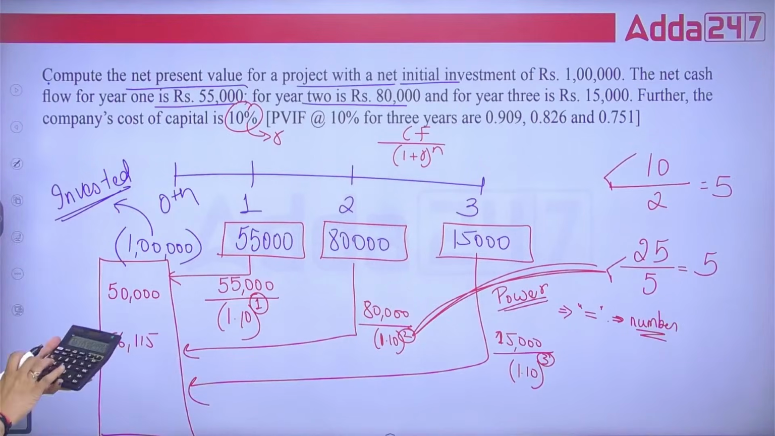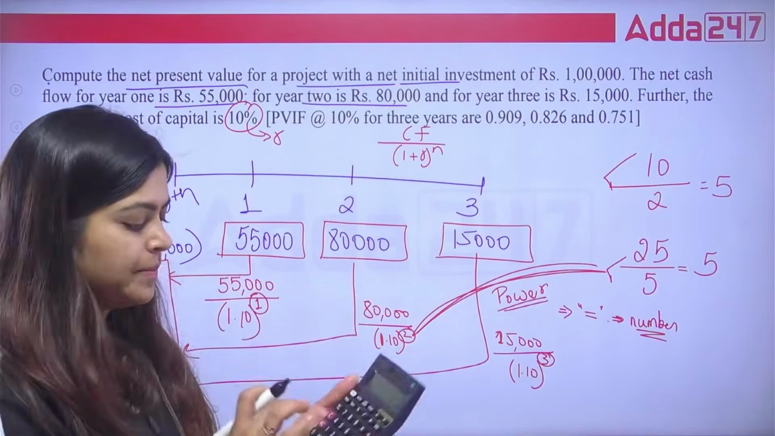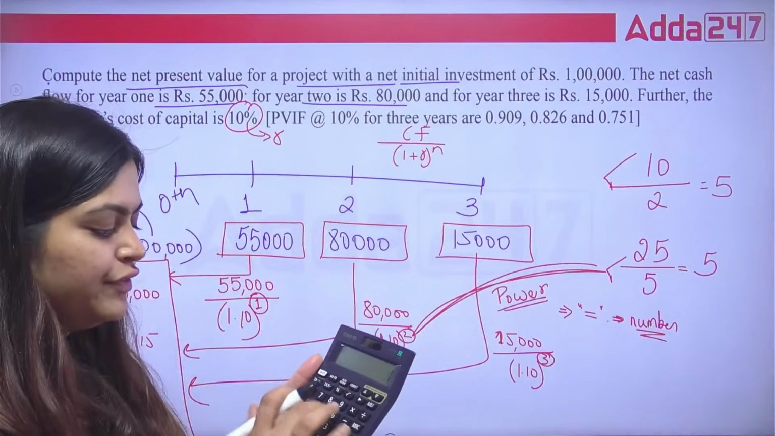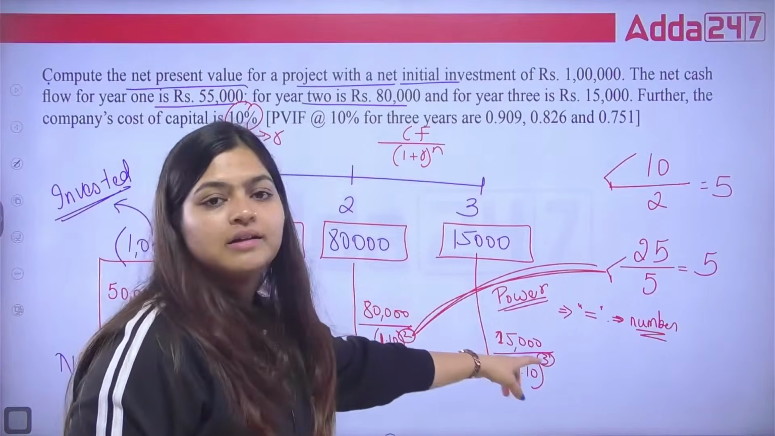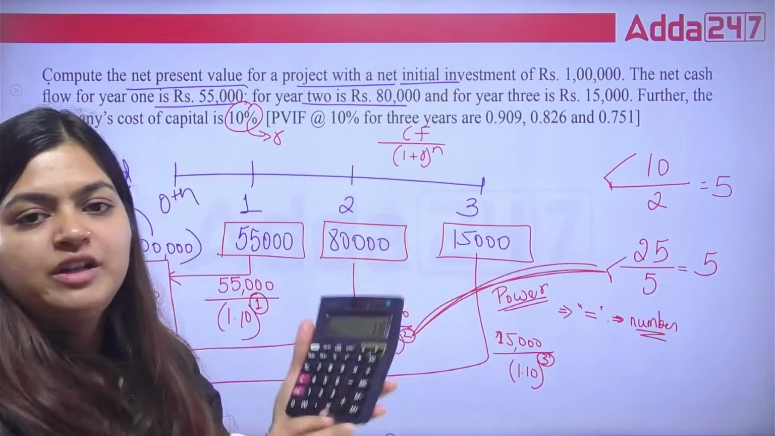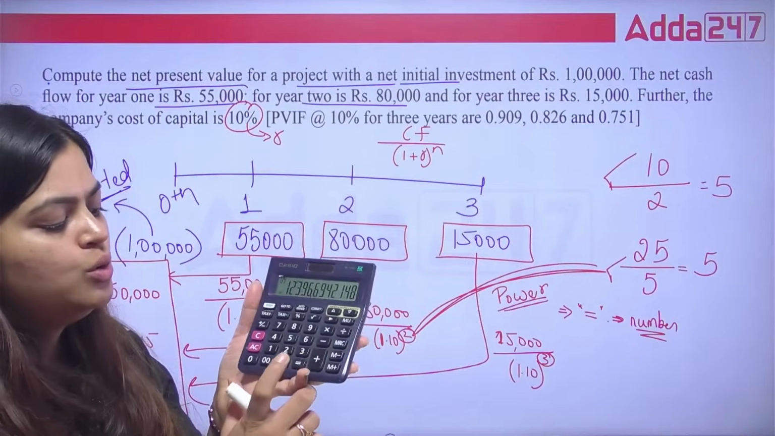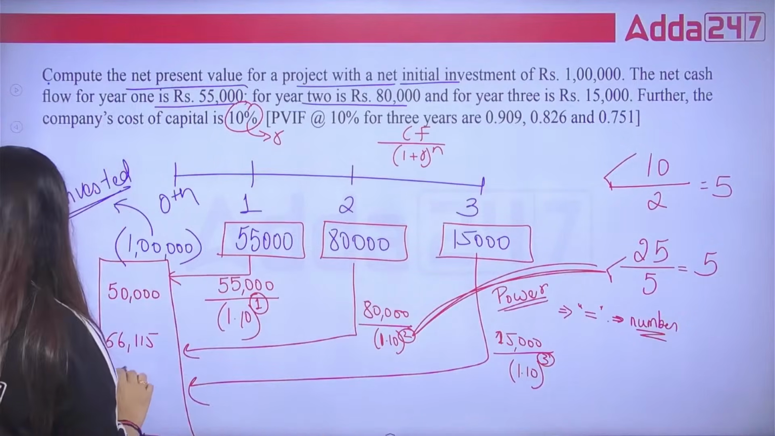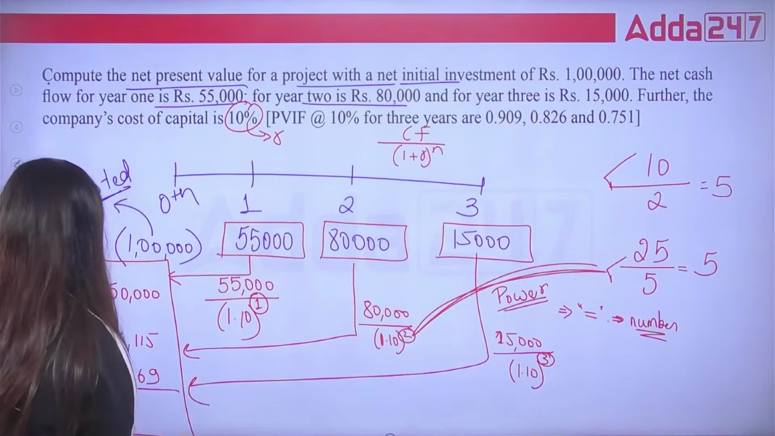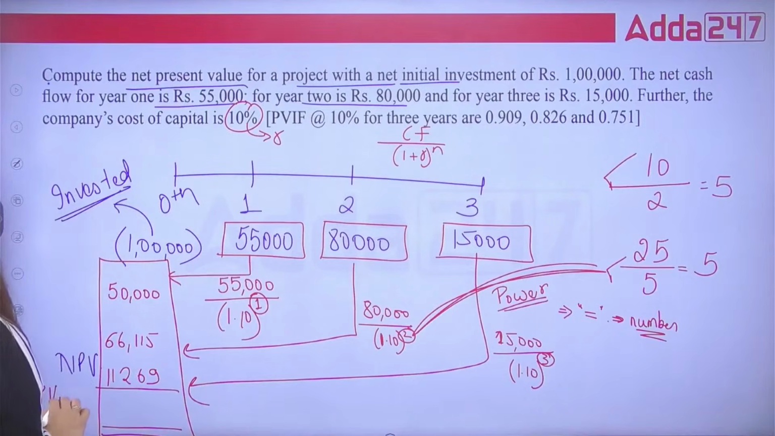66,115. Now, for the third one, 15,000 divided by 1.10. Now, what is your power? 3. So, how many times will you press the equal to button? 1, 2, 3. Your answer is 11,269. So, what is the total present value of future cash flows? 55,000 plus 66,115 plus 11,269.